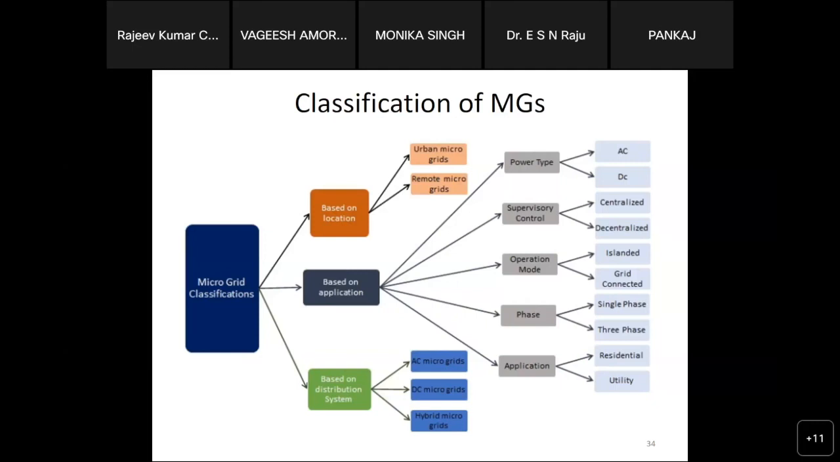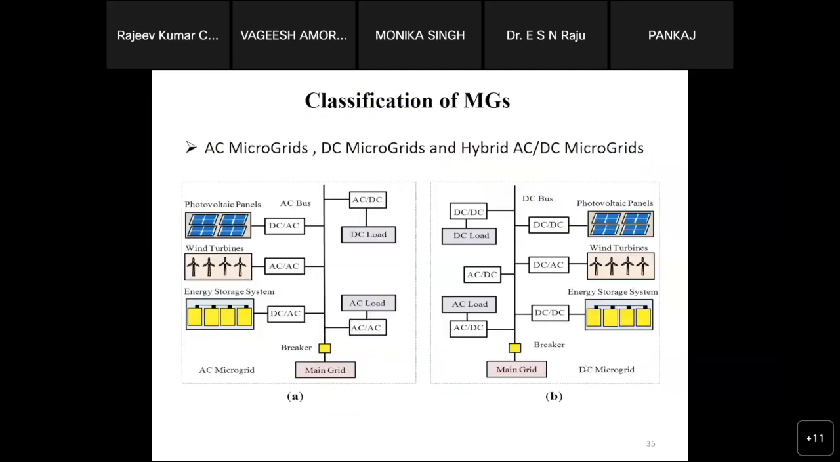Based on how much watt-scale DERs you are integrating with the system, we can go with either single phase or three phase. And also based on the application, whether we are going for residential application or utility application. So likewise we have some different classifications of the microgrids in the literature. Here we are giving one classification, that is based on the power distribution: the AC microgrid, DC microgrid, and hybrid AC/DC microgrid.